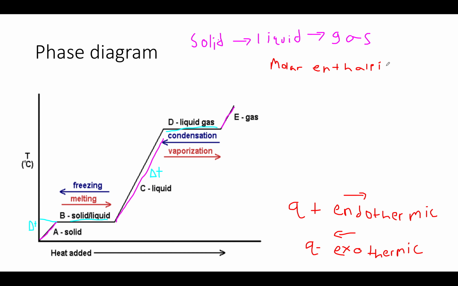The first one is called the heat of fusion, and it's represented by delta H with a little fusion there. And that is the same thing as melting. So it is an endothermic change. It's a positive Q. It's the same thing as melting. So that would be right here. The heat of fusion is melting.